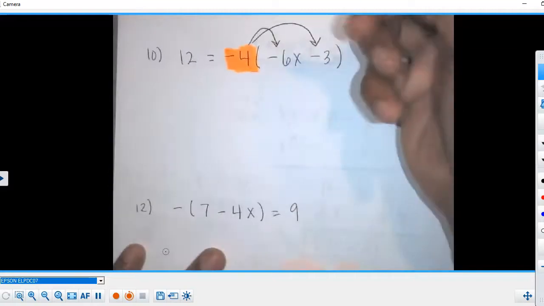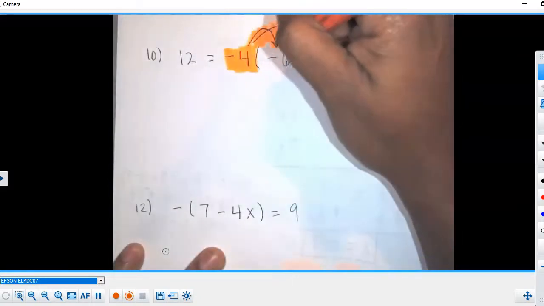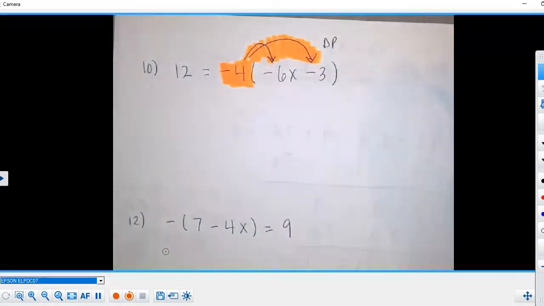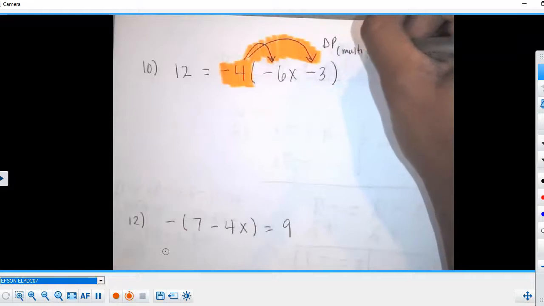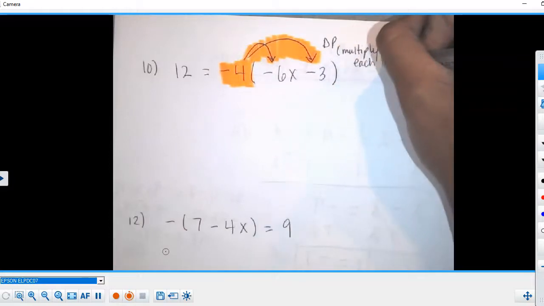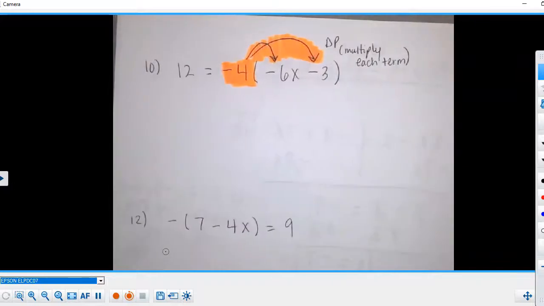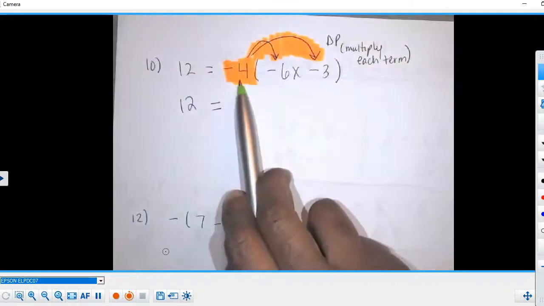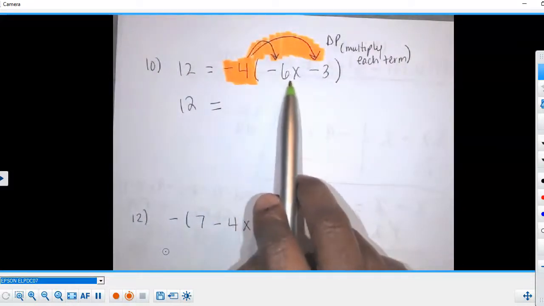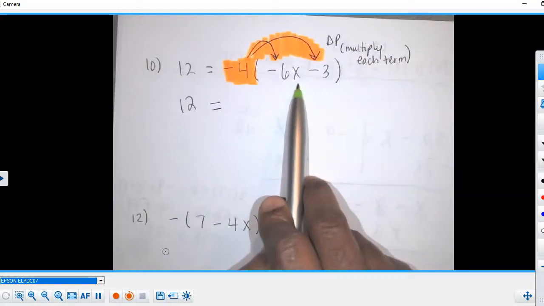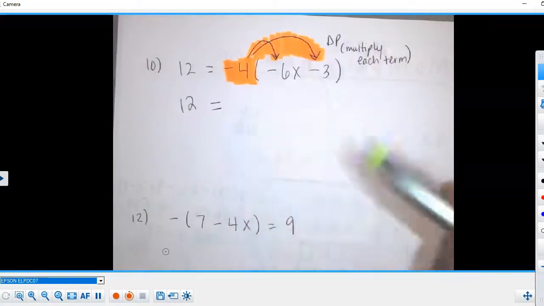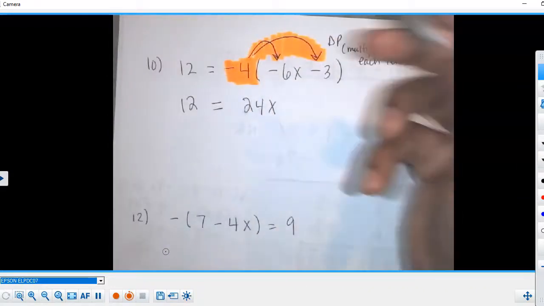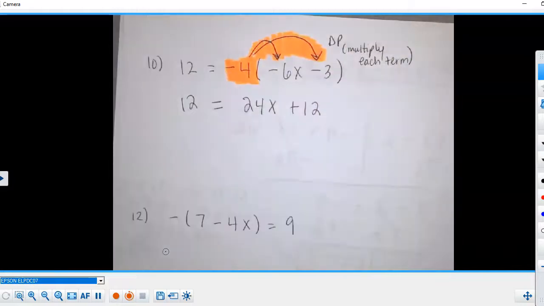Okay, and if we want, because I've always showed that to you, I usually end up coloring in those arrows. Remember, this is the DP, distributive property, which means we're going to multiply each term by whatever is in front of that parentheses. So I'm going to drop the 12 down on the left, drop down my equal sign, negative 4 times negative 6x. Do not forget to say the letter, the variable. So this is a positive 24x. Negative 4 times negative 3 is a positive 12. A negative times a negative is a positive.